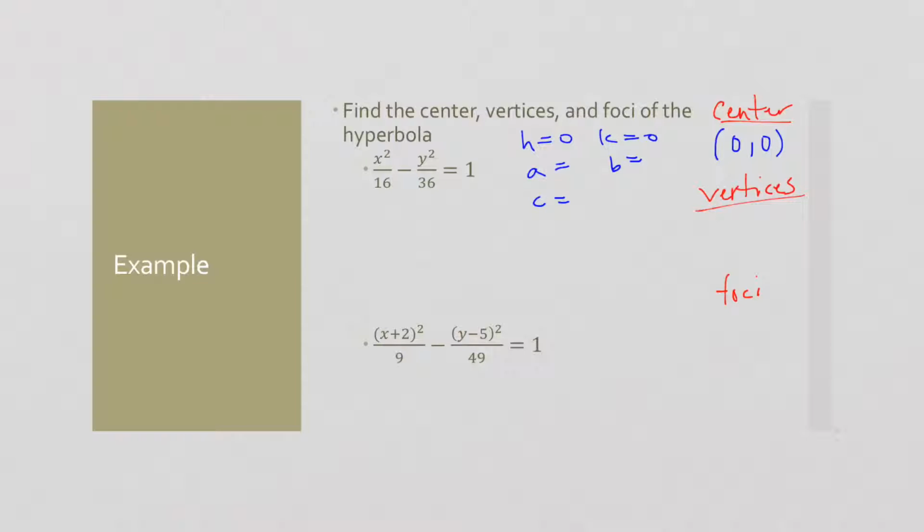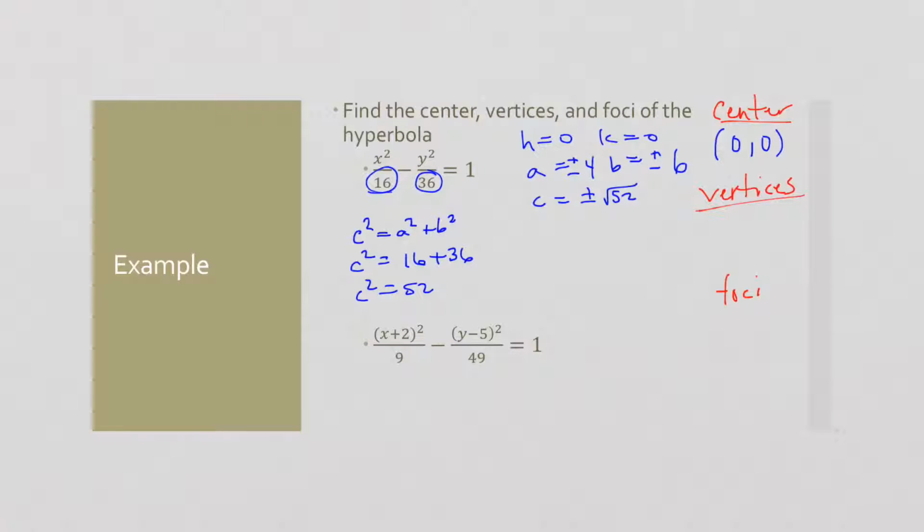So, what is a? a is the square root of what's under the first term. b is the square root of the second. So the square root of 16 is going to be plus and minus 4. b is the square root of 36, which is plus or minus 6. Then I go to my c. Remember, c squared equals a squared plus b squared in this case. So c squared equals 16 plus 36, which is 52. So c is plus or minus the square root of 52.